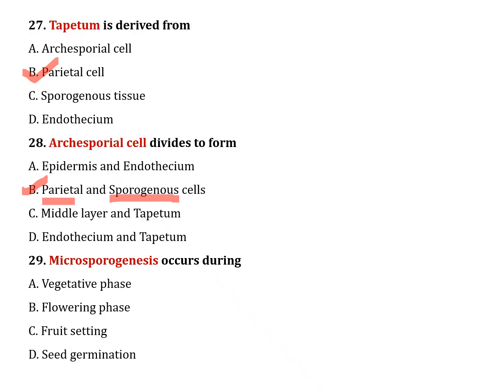The next question, number 29. Microsporogenesis occurs during: option A, vegetative phase; option B, flowering phase; option C, fruit setting; option D, seed germination. Correct answer is option B, flowering phase.